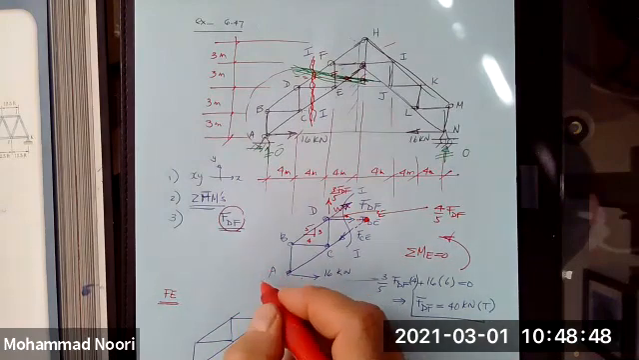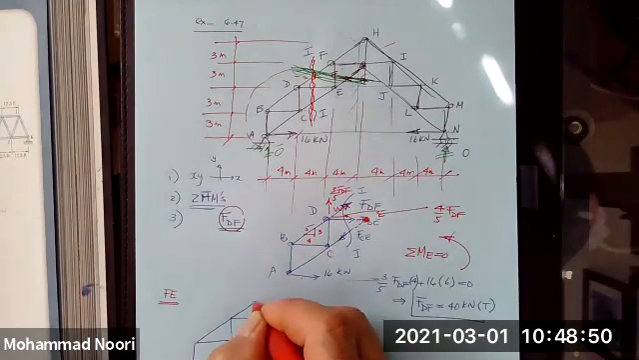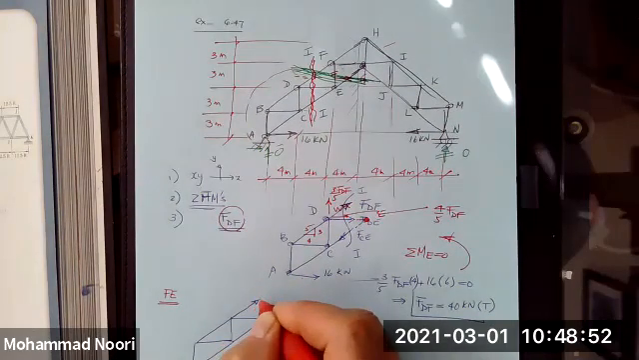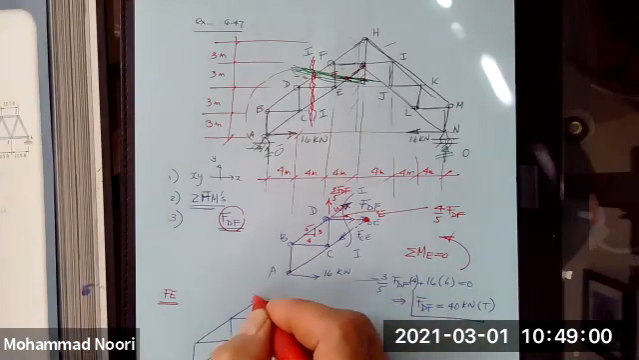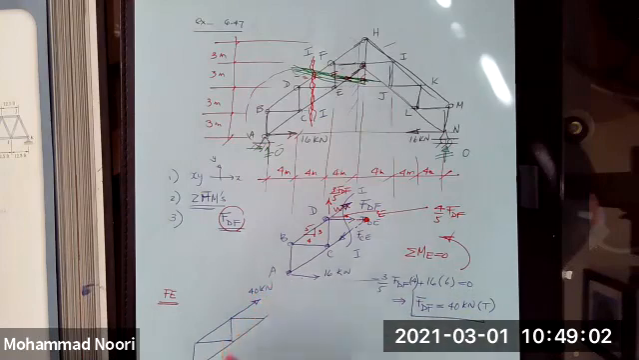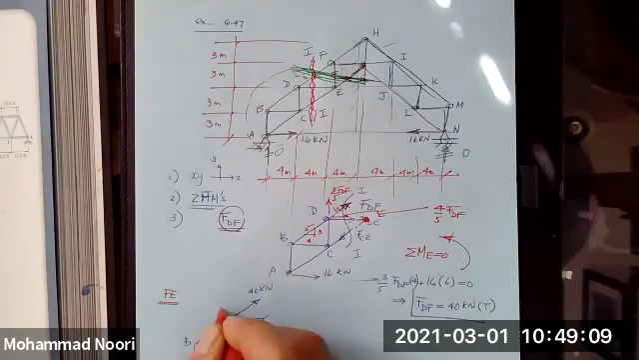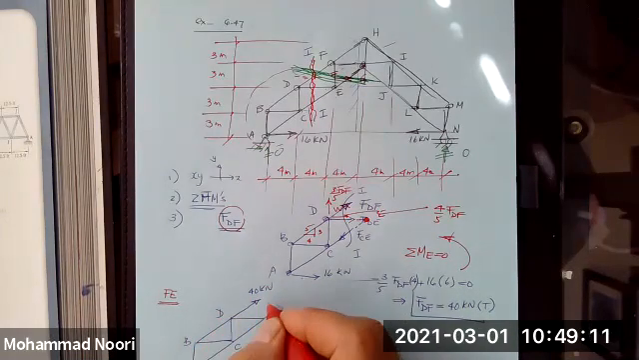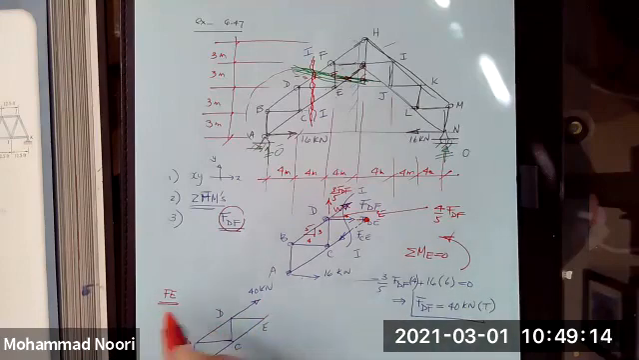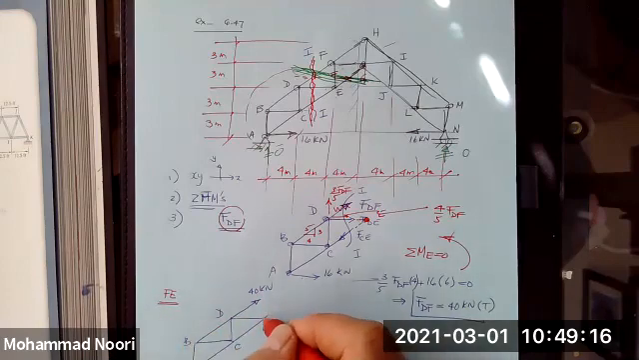So this is that member force, dF, that you found, and that was 40 kilonewton. This is 16 kilonewton. This is A, B, C, D, E, okay? And you want to find FE, which is this one. This is the force of FE.